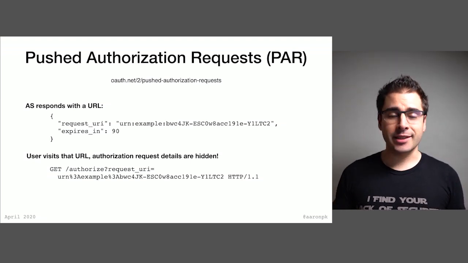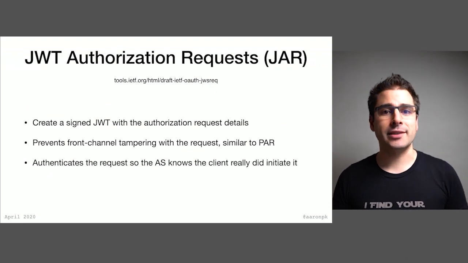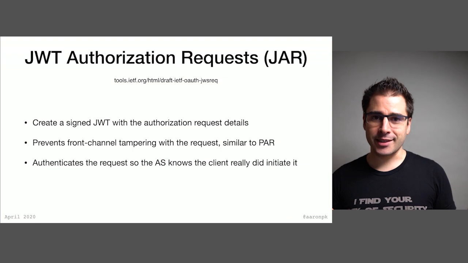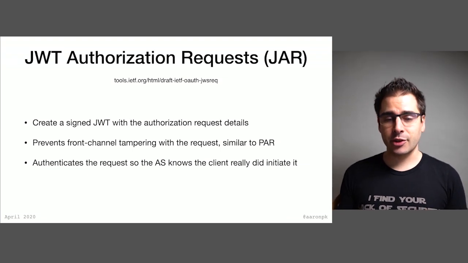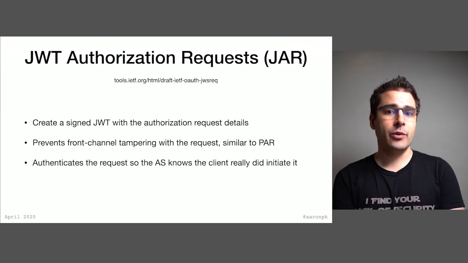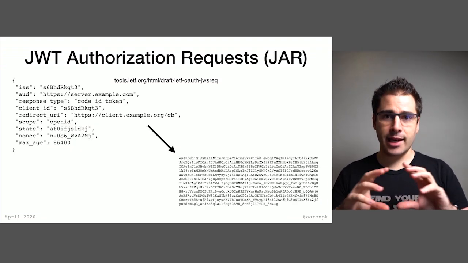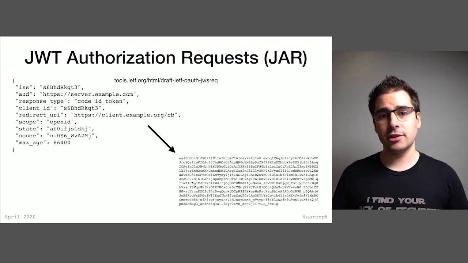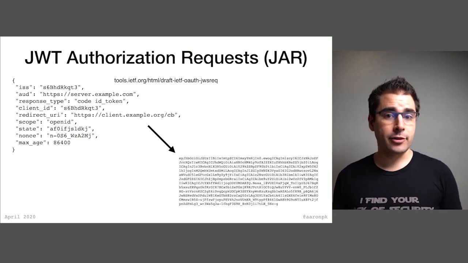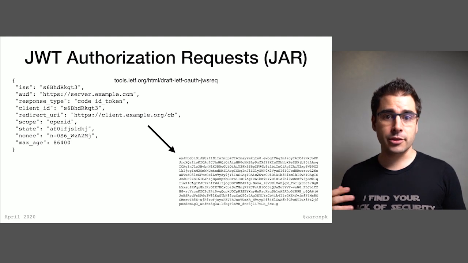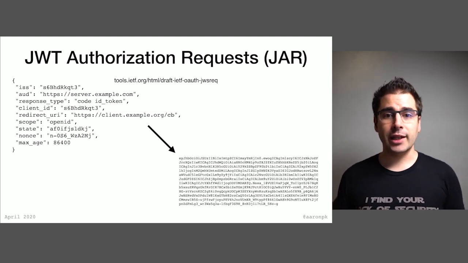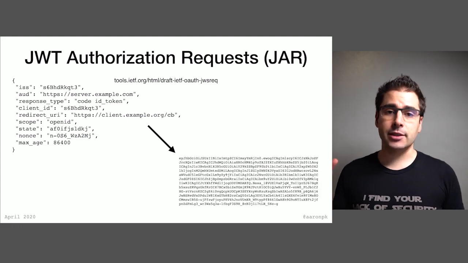All right, the next one is JSON Web Token Authorization Request, also called JAR. Noticing a pattern here. So this one is the idea that that authorization request could actually be a JSON Web Token. This would provide a way to sign that data that goes in the request so that the authorization server knows it wasn't tampered with, even if it's sent in the front channel. Of course, this does mean that the user or an attacker could still see the data in the request, but at least they now can't tamper with it because the signature would break.